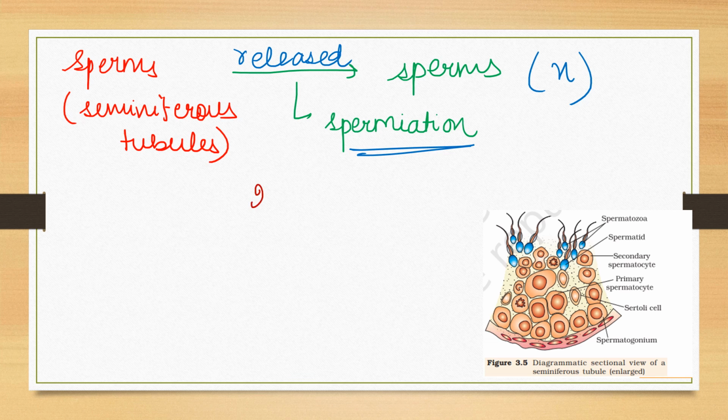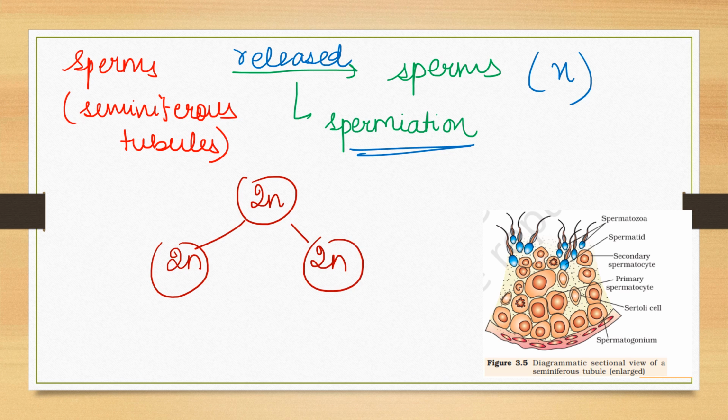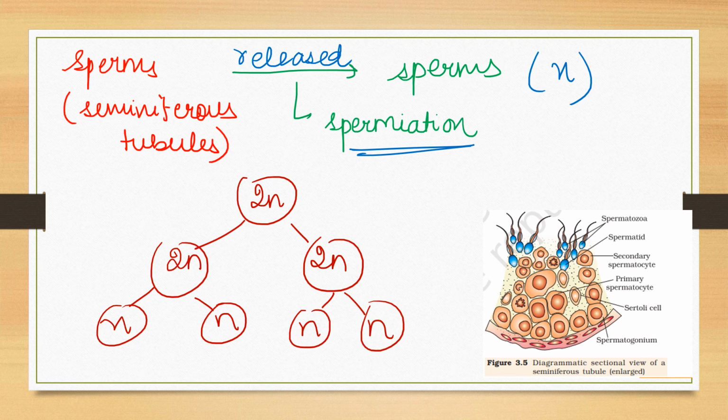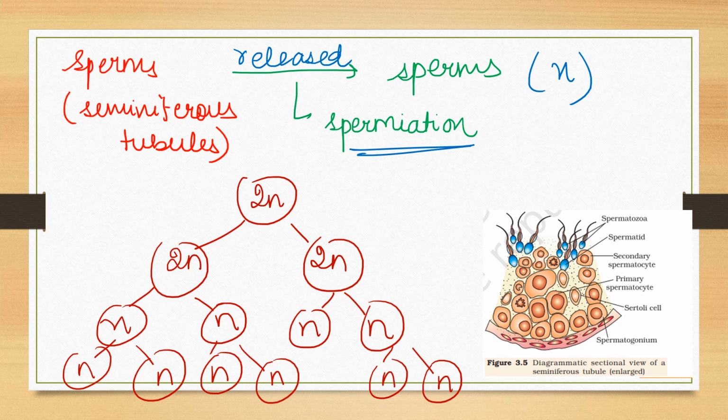So let us quickly revise the process of spermatogenesis in quick detail. What really happens is, सबसे पहले ये हमारे पास spermatogonia होता है, diploid. It mitotically divides to form more primary spermatocytes. These primary spermatocytes undergo meiosis to form secondary spermatocytes, right? And these secondary spermatocytes undergo meiosis to form spermatids.